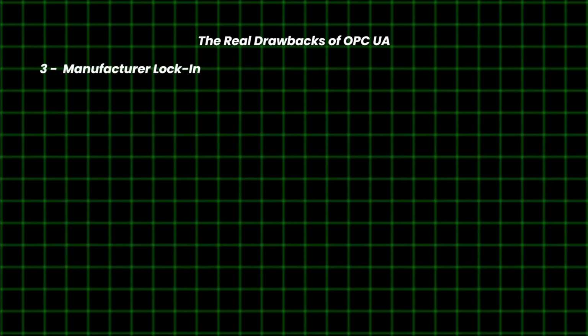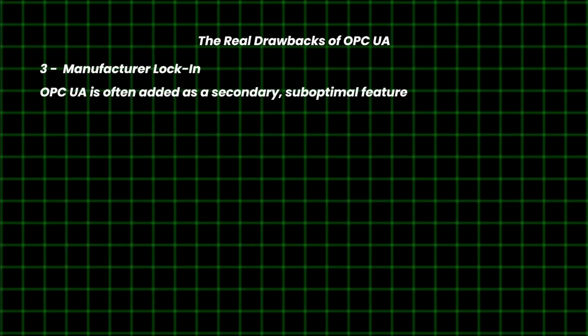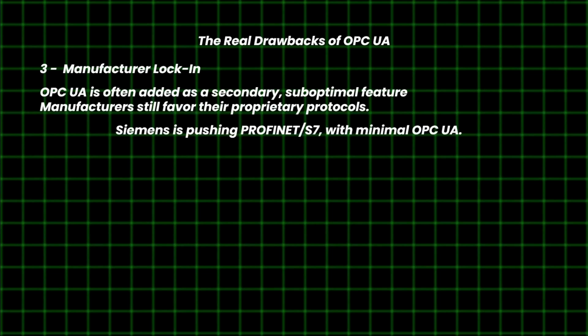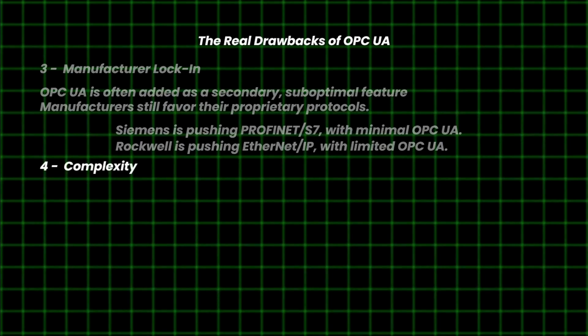The third one is manufacturer lock-in. OPC UA is often added as a secondary, suboptimal feature. Manufacturers still favor their priority protocols. Profinet is set for Siemens and EtherNet/IP for Rockwell.